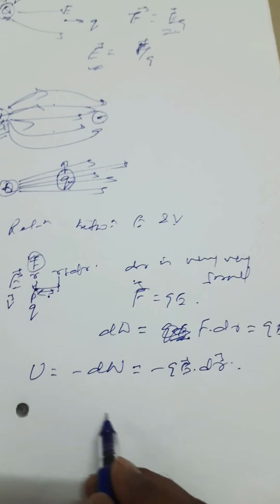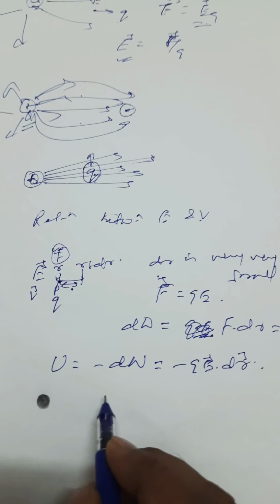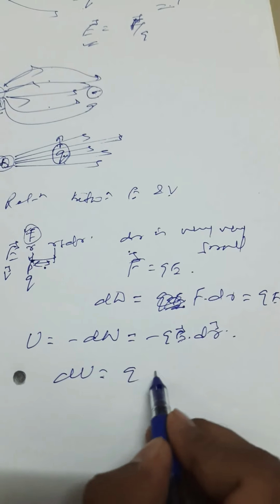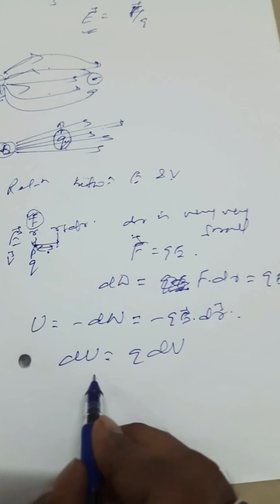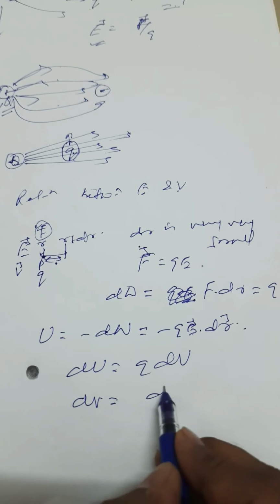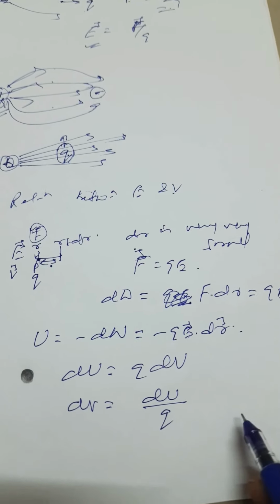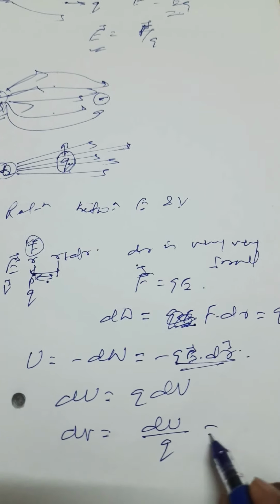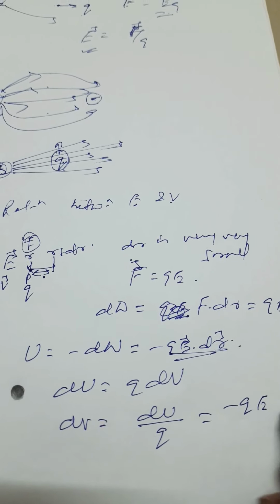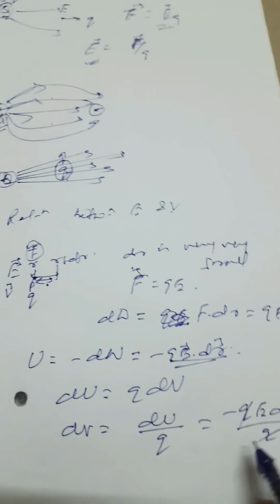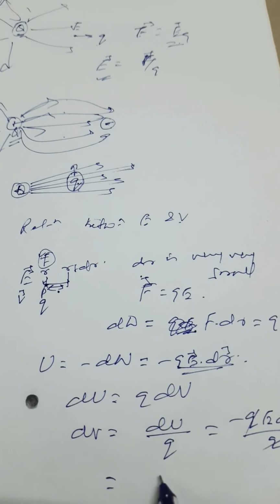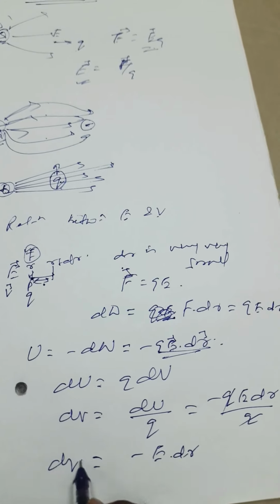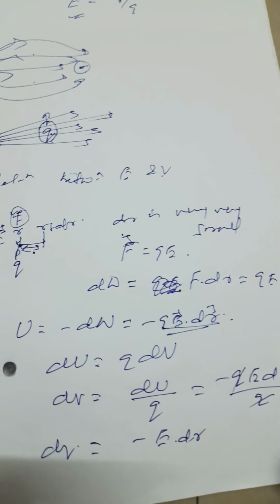So the change in potential energy, further, from the energy potential relation we know that dU equals q dV, which we have discussed earlier. So dV will be equal to dU by q. Okay, so we'll substitute this value over here. So we'll get minus QE dr by q. So that will give you minus E dot dr, with the dot product over here, right?